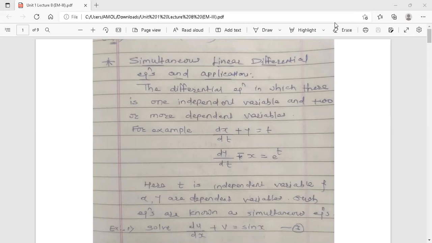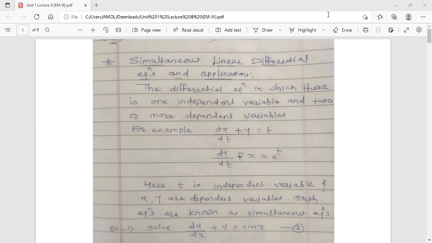Simultaneous linear differential equations. This topic is from unit 1, linear differential equations with constant coefficients. Simultaneous differential equations means you simultaneously solve a system of linear differential equations, like we solve a system of linear equations.